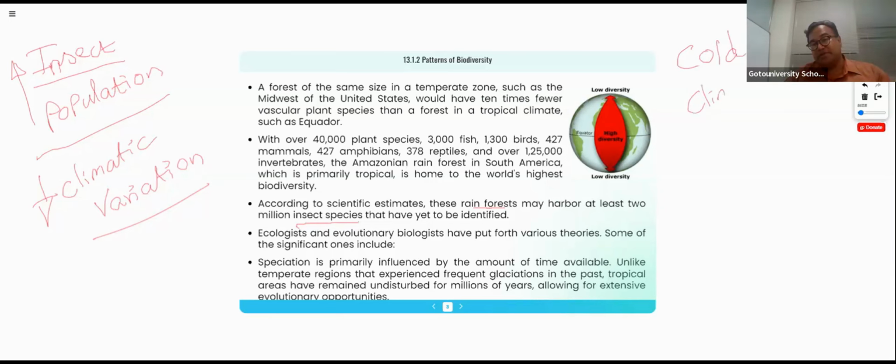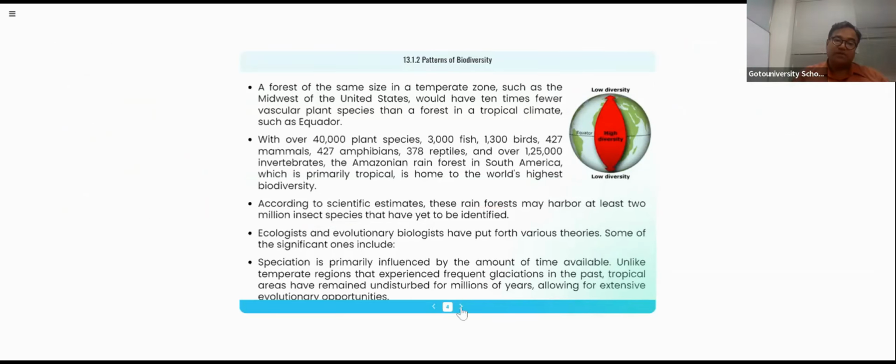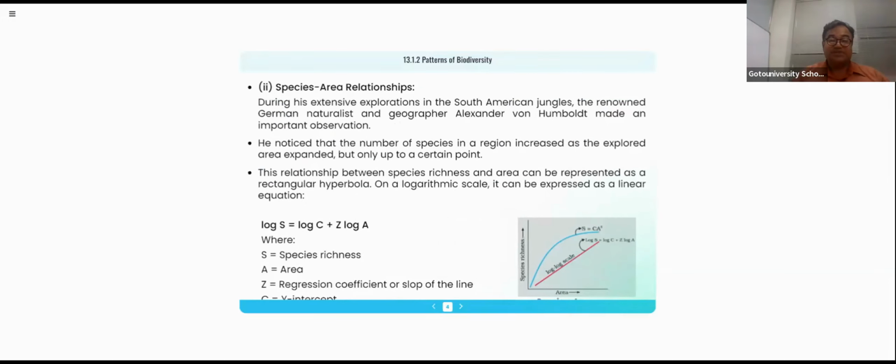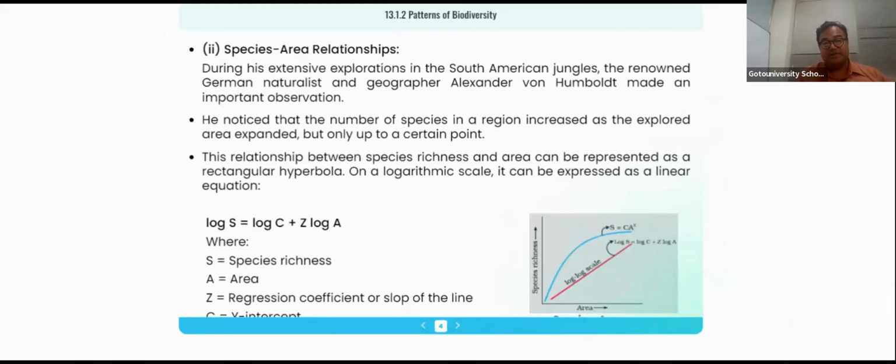This cold climatic condition, we told you, is making many species survive and thrive more efficiently. Now we are entering into the species area relationship.